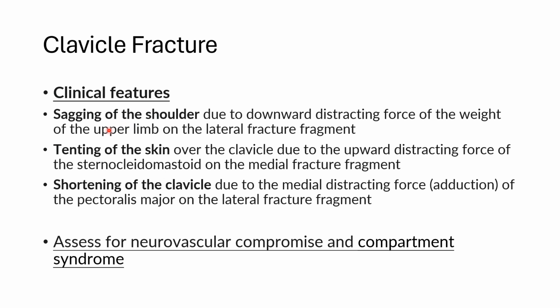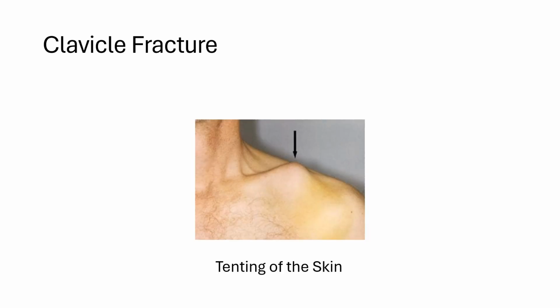Clinical features: sagging of the shoulder due to downward distracting force of the weight of the upper limb on the lateral fracture fragment, tenting of the skin over the clavicle due to the upward distracting force of the sternocleidomastoid on the medial fracture fragment, shortening of the clavicle due to the medial distracting force of the pectoralis major on the lateral fracture fragment. Do assess for neurovascular compromise and compartment syndrome. Tenting of the skin.